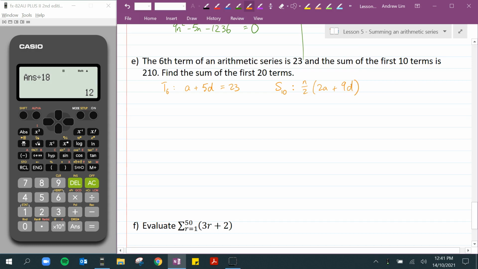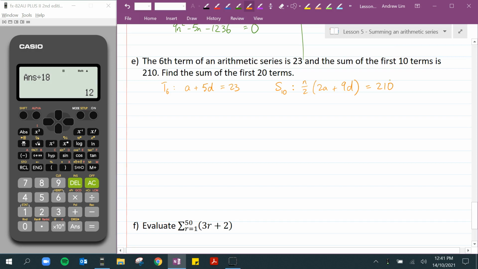Now you might be wondering, why did I use that formula and not the other one? Well, that's because here my sixth term is in terms of a and d. So when I'm creating my equation for the sum formula, I want it in terms of a and d as well, not in terms of a and l. Otherwise there'll be too many variables. Now we know the sum is going to equal 210.